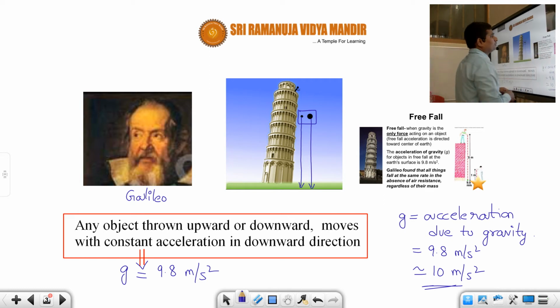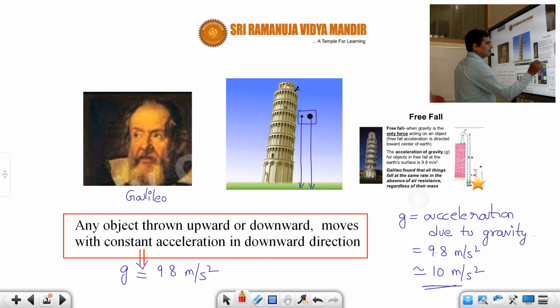When gravity is the only force acting on an object, the acceleration due to gravity for objects in free fall at the surface is 9.8 meters per second square, and Galileo found out that all things fall at the same rate in the absence of air resistance, regardless of their mass. Of course, students, when solving problems in this topic, we are neglecting air resistance. This is very, very important.